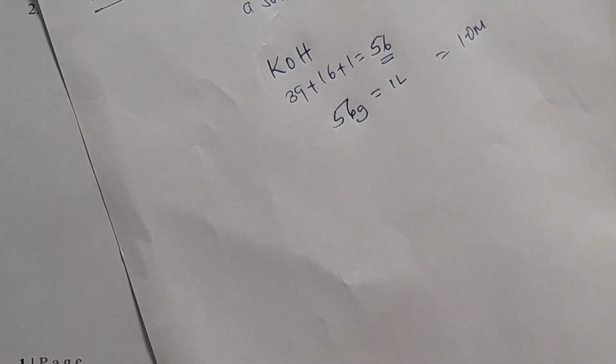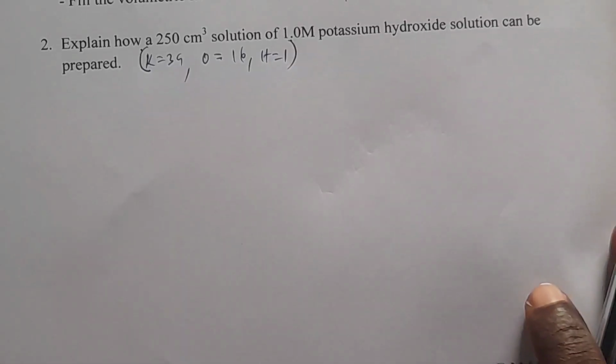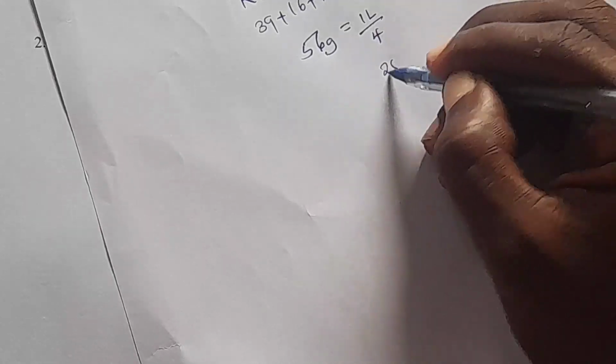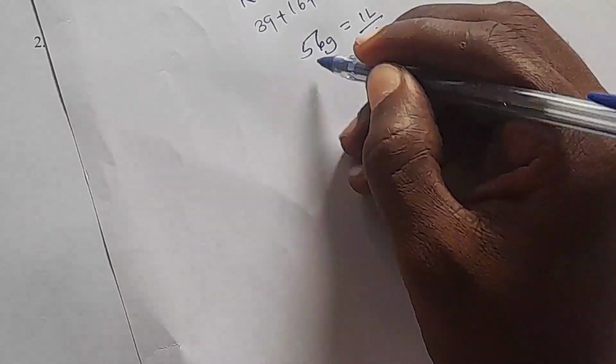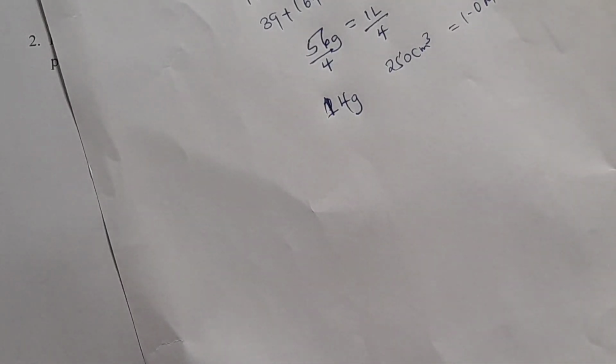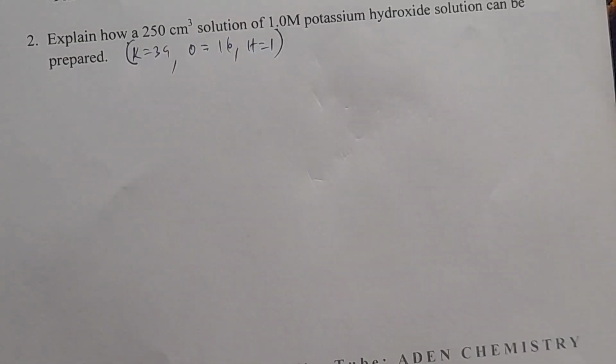So, but the demand of the question is how a 250 centimeter cube. So the first step, we are supposed to get the mass of the solute. That means if you divide this 1 liter by 4, you are going to have 250 centimeter cube. So you are supposed to divide also this 56 grams by 4, so you get 14 grams. This will still give you the molarity of 1.0 molar. So that means we are supposed to use 14 as my mass of the solute.